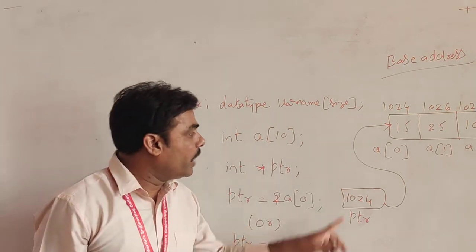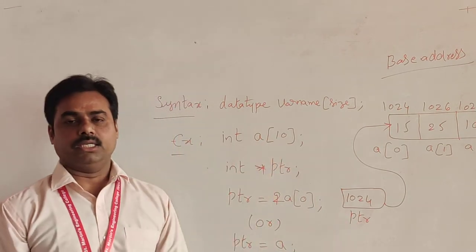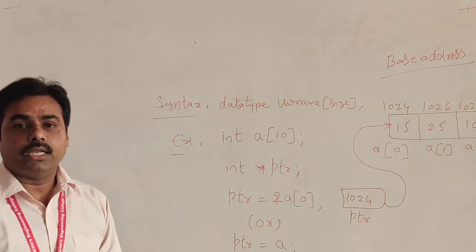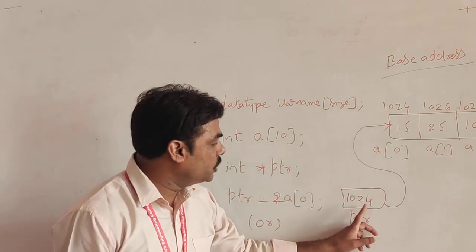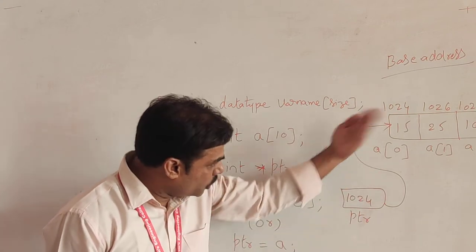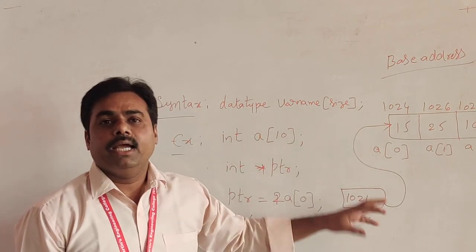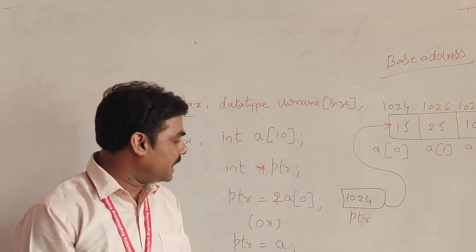Now we are in a position to access the elements with the help of the pointer. With the help of the pointer, how do I access the first address? The address 1024 can be stored in the pointer. How to pick the value? ptr is the address value. The value is asterisk ptr.